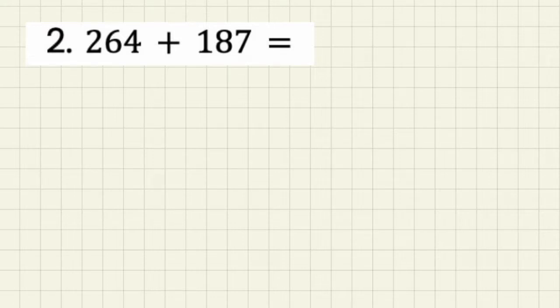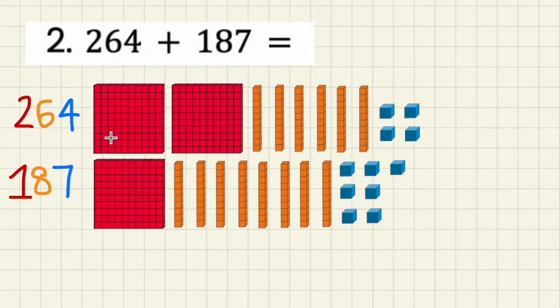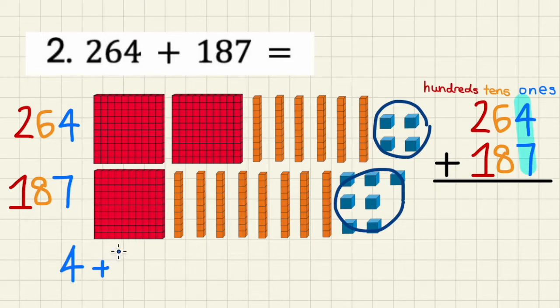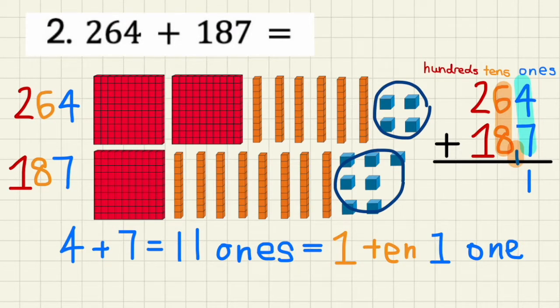Let's move on to the second question. The second question is 264 plus 187. 264 consists of 2 100s, 6 10s, and 4 ones. 187 consists of 1 100, 8 10s, and 7 ones. The first thing we have to do is add the ones place together, which is 4 plus 7. 4 plus 7 is 11, and 11 is a 2-digit number. It has 1 10 and 1 1.